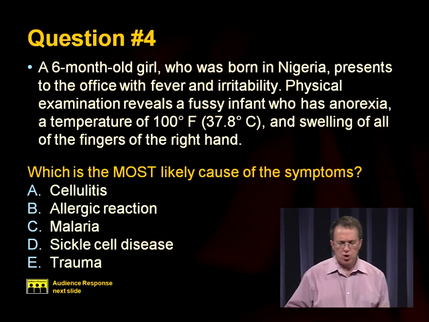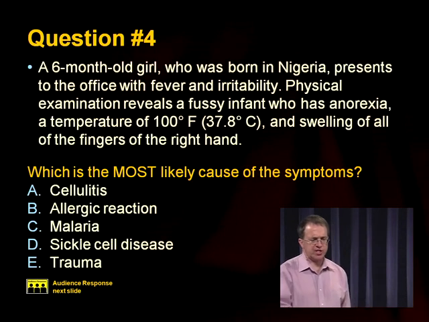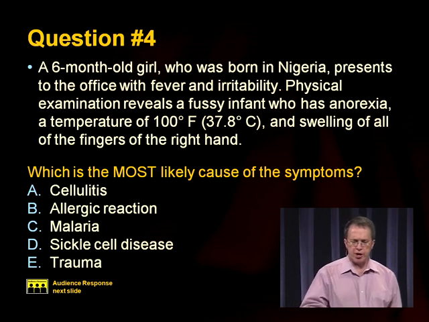Okay. Question number 4. A 6-month-old girl who was born in Nigeria presents to the office with fever and irritability. Physical examination reveals a fussy infant who has anorexia, a low-grade temperature, and swelling of all the fingers of the right hand. What is the most likely cause of these symptoms? Cellulitis, allergic reaction, malaria, sickle cell disease, or trauma?